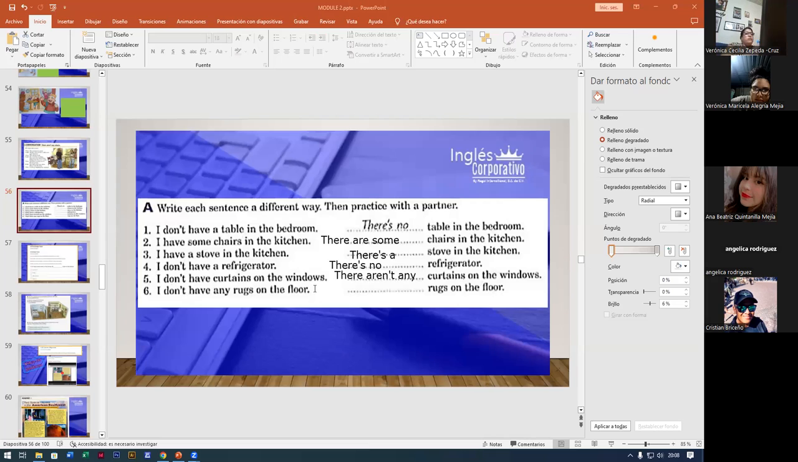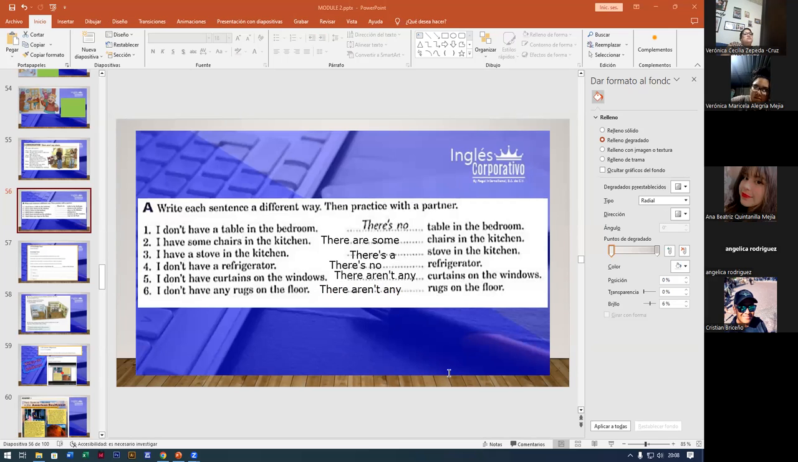Sería... I don't have any rocks. Igual que la anterior, there aren't any rocks on the floor. Excellent. That's correct because we have negative and it's plural. There aren't any rocks. That's correct. There aren't any rocks on the floor. Really good job, guys. Nice.